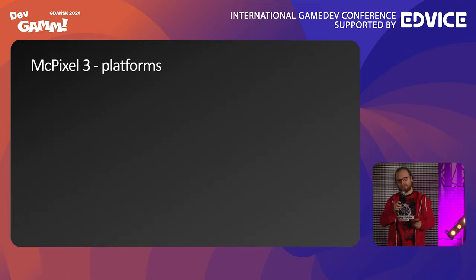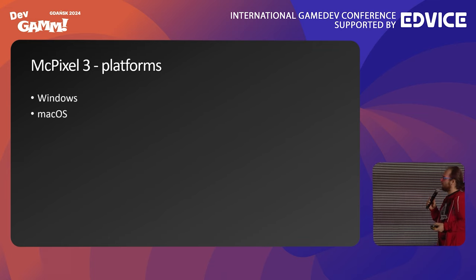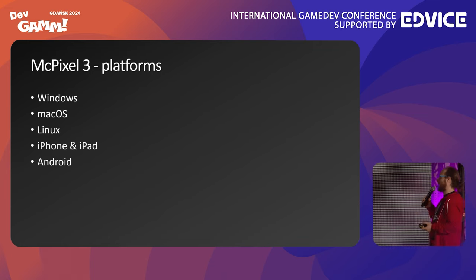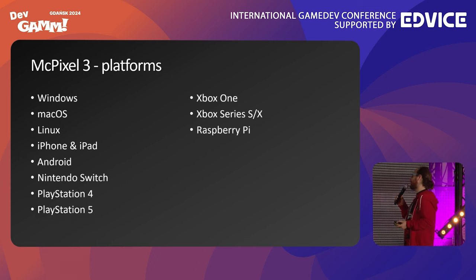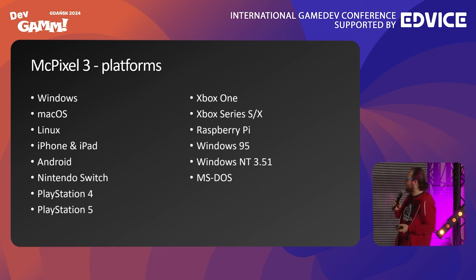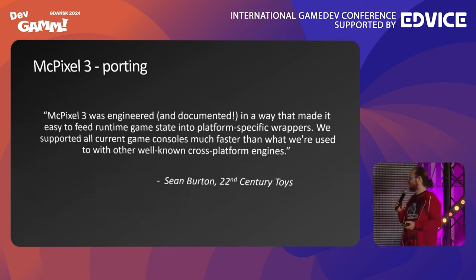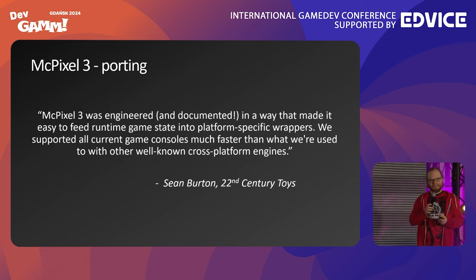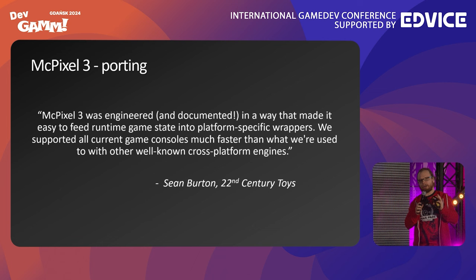McPixel 3 was released in November 2002 on Windows, Mac, Linux, iPhone, iPad, Android, Nintendo Switch, PlayStation 4, PlayStation 5, Xbox One, Xbox Series, Raspberry Pi, Windows 95, Windows NT 3.5.1, MS-DOS, Haiku OS, and FreeBSD. Thank you.